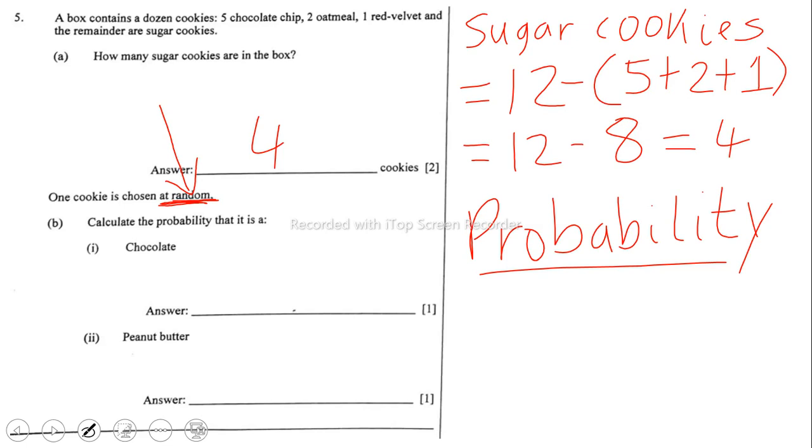Like what is the chance? The chance of you picking out a specific thing? Yeah, because that's one of the criteria when we're talking about an experiment.